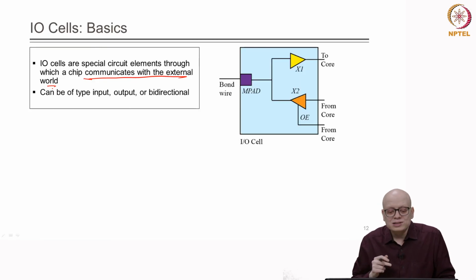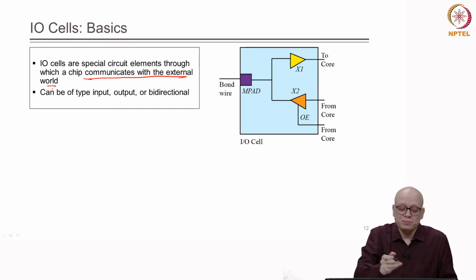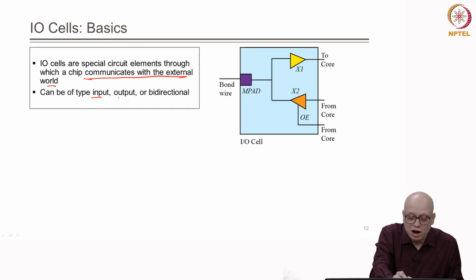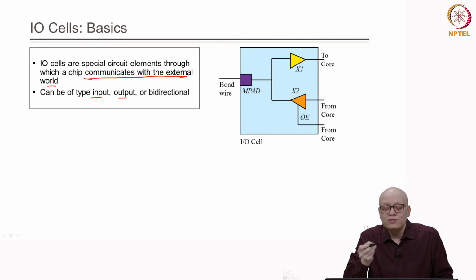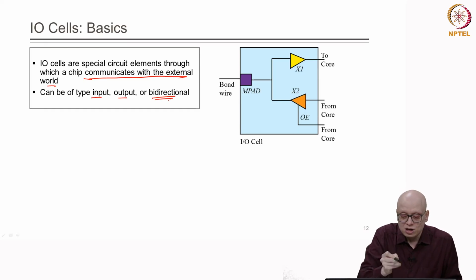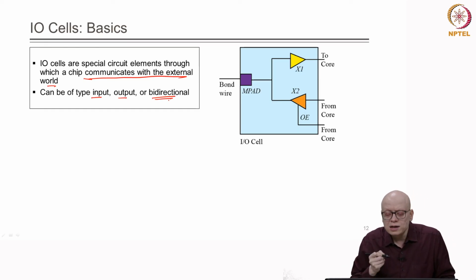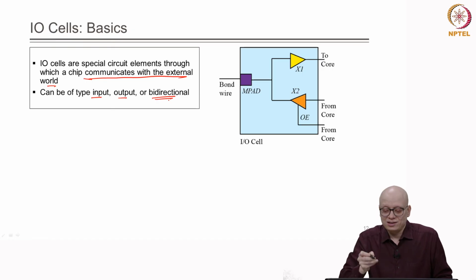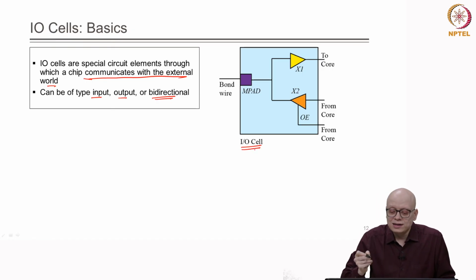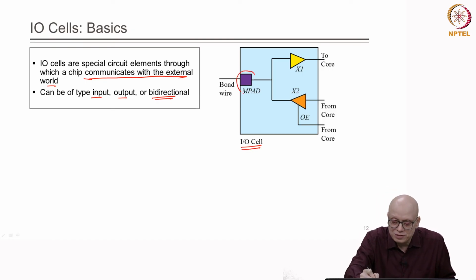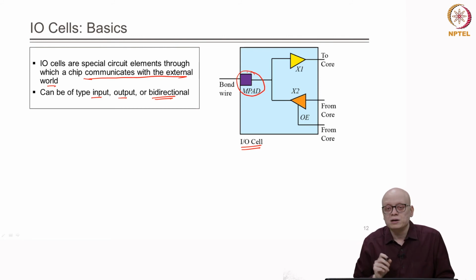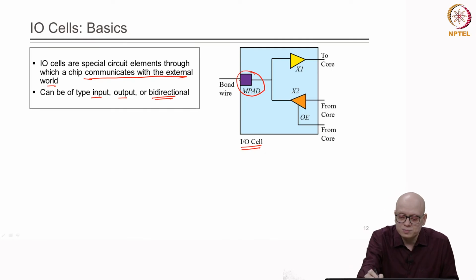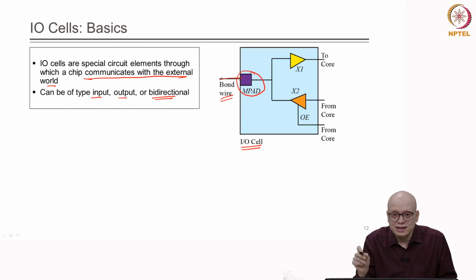These IO cells can be of many types. It can be of input type, it can be of output type, or it can be of bidirectional type. In this figure I am showing you a bidirectional IO cell. In an IO cell there is a metal, this M pad which I am showing, through which a connection is made. From this metal the wire will go to the package, which we will show in the next slide, but understand that this is the IO cell.